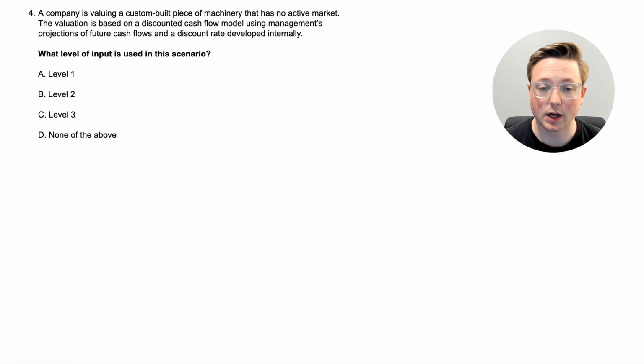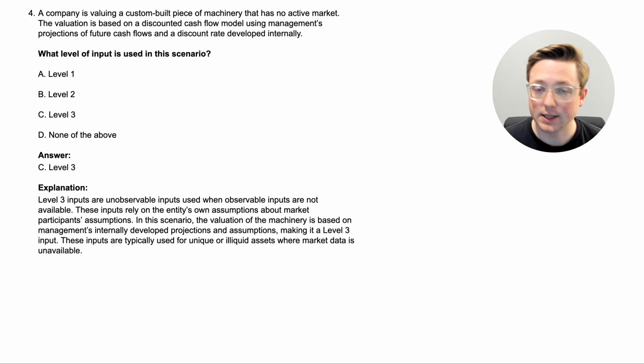A company is valuing a custom-built piece of machinery that has no active market. The valuation is based on a discounted cash flow model using management's projections of future cash flows and a discount rate developed internally. So, you already know the answer because we've dealt with 1 and 2 so far. You probably can guess this is level 3. So let's go ahead and just look at the answer since you probably already have a good guess, and let's learn what level 3 inputs are about.